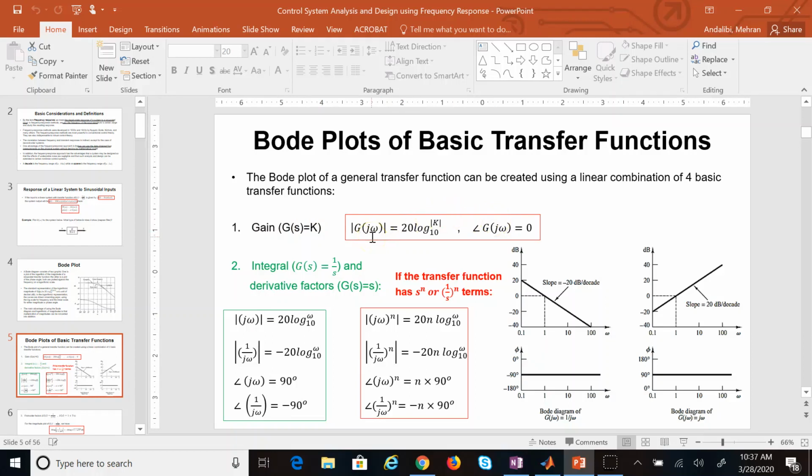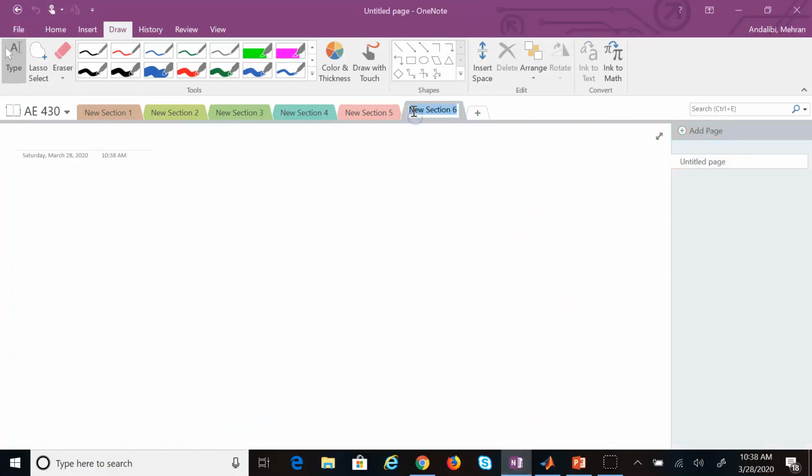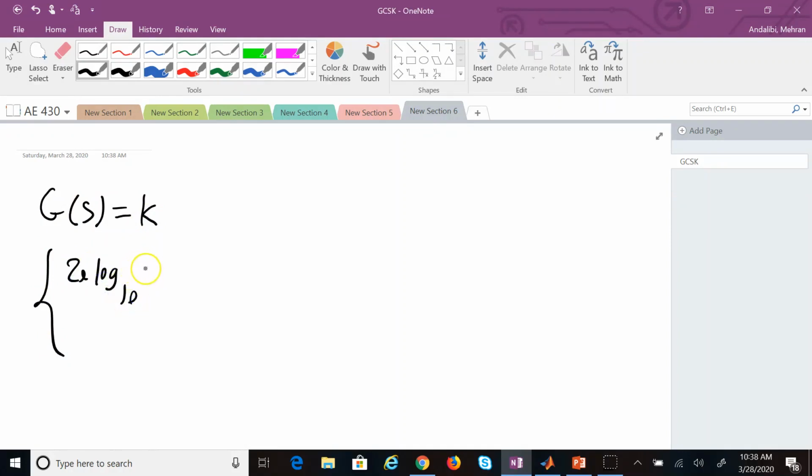Well, the magnitude that we use in Bode plot is going to be 20 log 10 of g of j omega, which is simply a k. So it is going to be 20 log of k in the base of 10, and the phase is just the phase of a real number, and we know real numbers do not have a phase, so the phase is simply 0, right? So if I want to plot it, how does it look like? So if g of s is simply k, then 20 log 10 of magnitude of g of j omega is going to be 20 log 10 of absolute value of k, right?